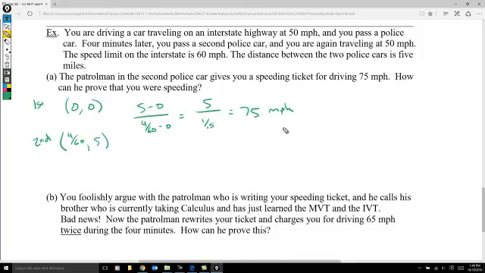So if you just calculate the average rate of change between the two police cars, the average rate of change is 75 miles per hour. Now, that doesn't mean that he drove 75 miles per hour the entire time. He definitely didn't. But overall, that's the speed that he was traveling at. So for part B, it says that you argue and then he writes you 2 tickets for 65 miles per hour, which is weird.